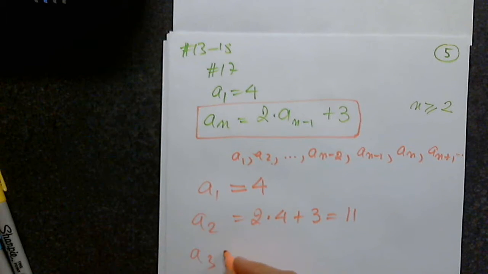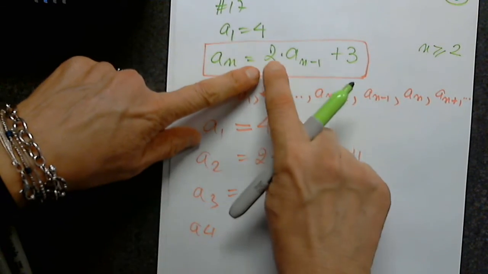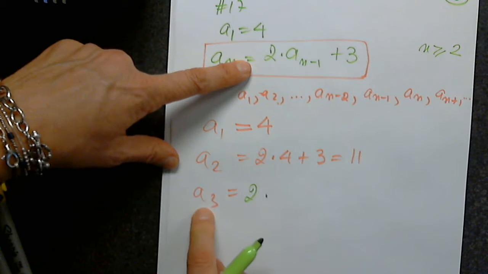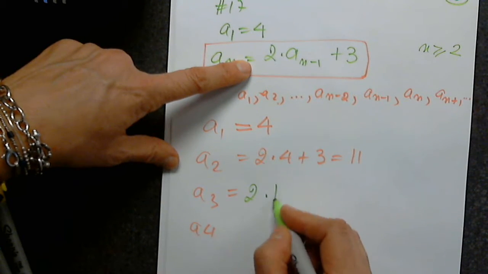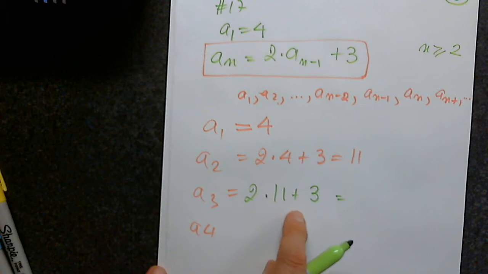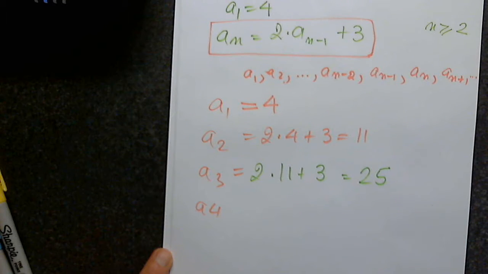Now, can anyone dictate A3? What should I write for A3 for everyone to see what I'm doing? I have to copy the 2. I have to copy the previous term of the sequence, which is very good. And I have to add 3 to the answer. 22 plus 3, because I have to multiply first, is 25.